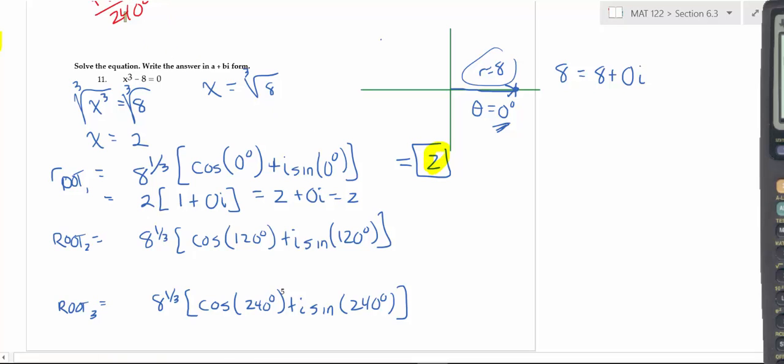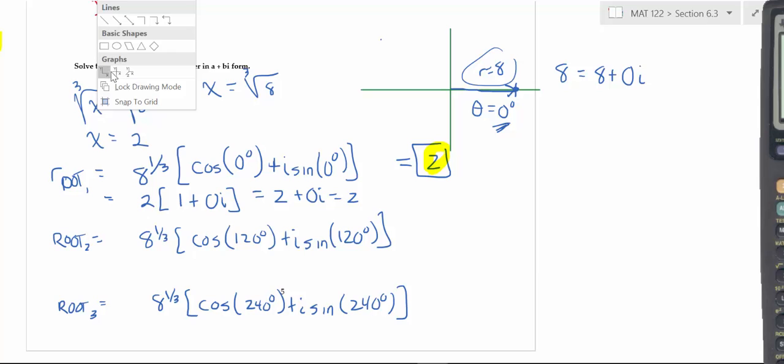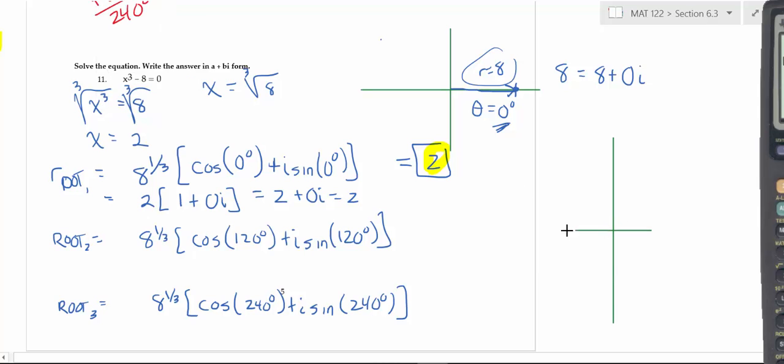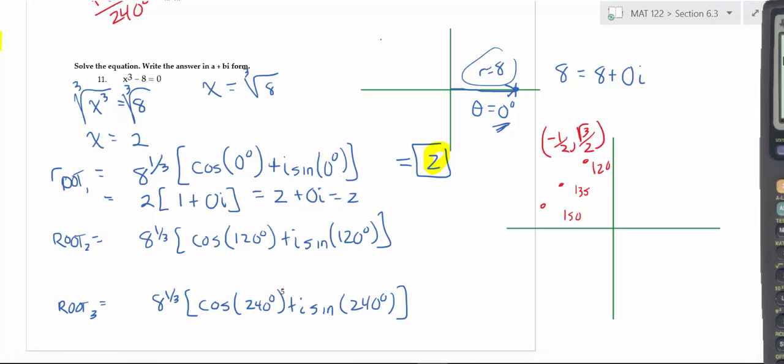Okay, now what we've got to do is crunch out the next two things. So I'm going to do a unit circle diagram over here to figure out the next two things. Okay, so if you're at 120, your angles go like this. Of course, this is 150, 135, 120. So the point on the unit circle at 120 is -1/2, square root of 3 over 2. So if I do the cosine of 120, I get -1/2. If I do the sine of 120, I do this.